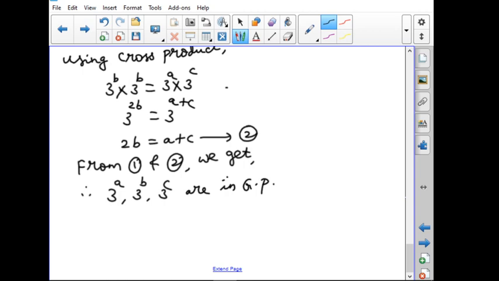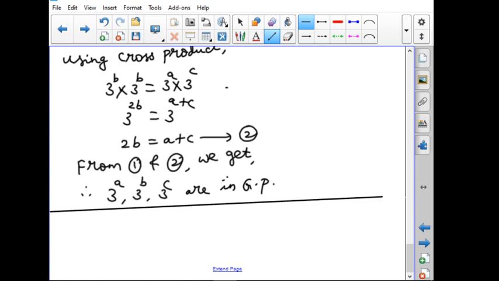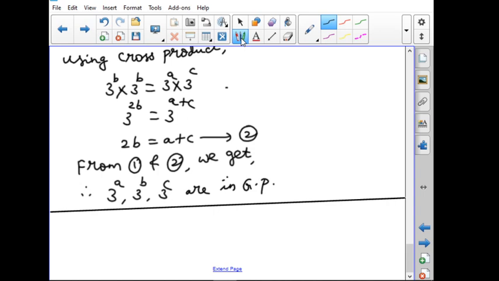The condition given is A, B, C are in AP, and they asked to prove 3 power A, 3 power B and 3 power C are in GP. So from the first we get one equation, 2B equal to A plus C. Then we proved another equation that is also 2B equal to A plus C. So the given A, B, C in AP means we get 3 power A, 3 power B, 3 power C are in GP. So hence proved. You have to write here, hence proved.